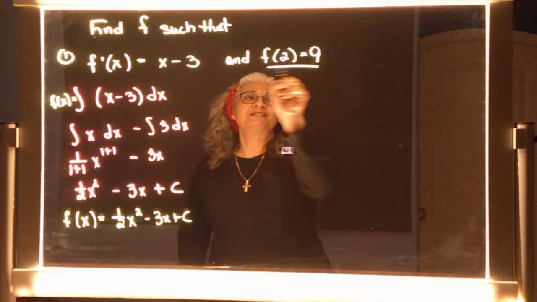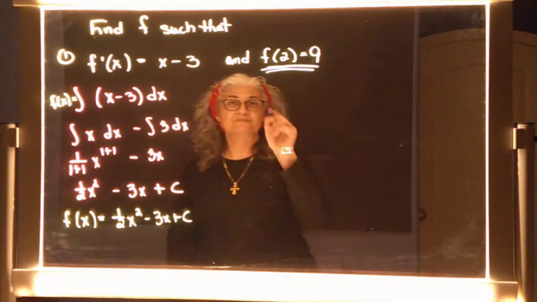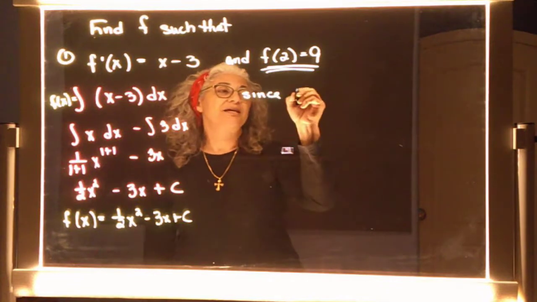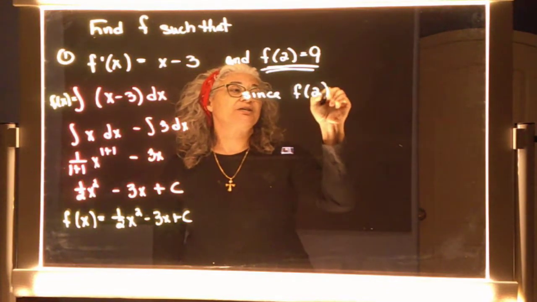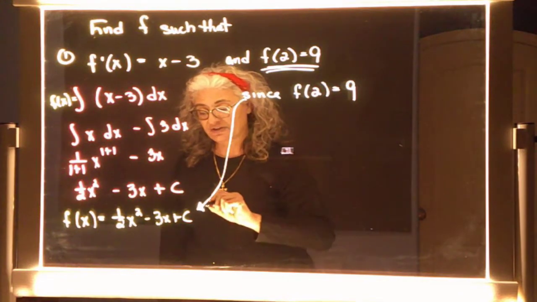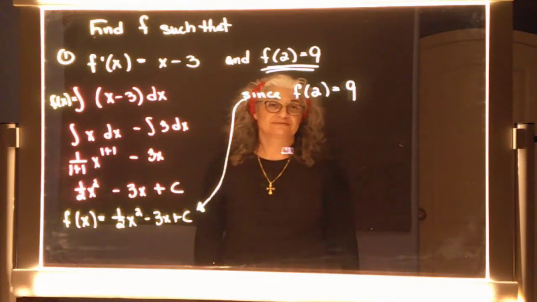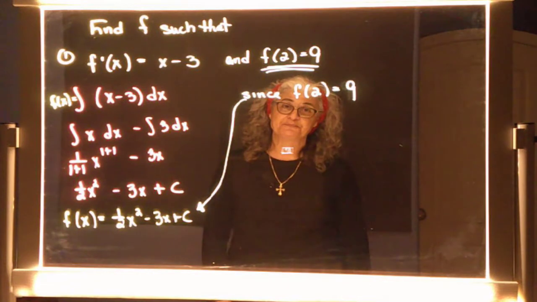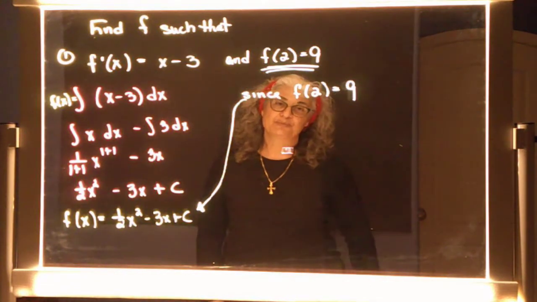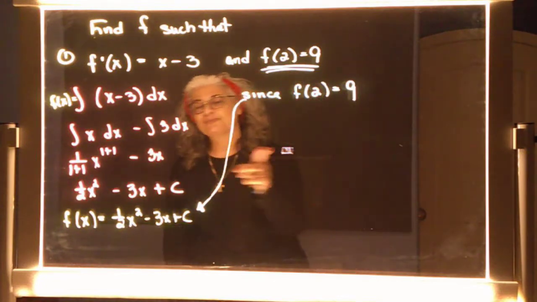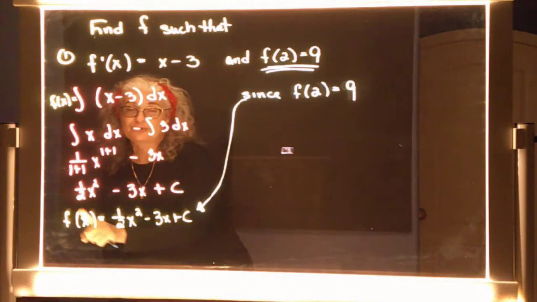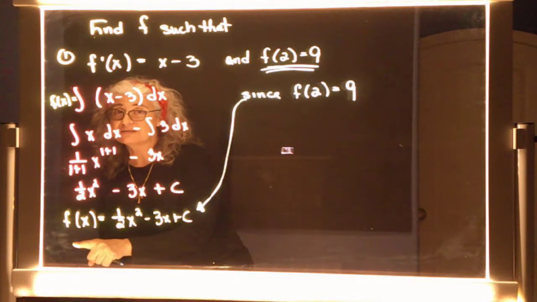But then they gave me this part, too. They said, and I'm writing the word since, f of 2 equals 9, and I have f right here. What does the 2 represent? It represents the x's. What does that 9 represent? It represents the output, doesn't it? It represents this y, so to speak. Correct?